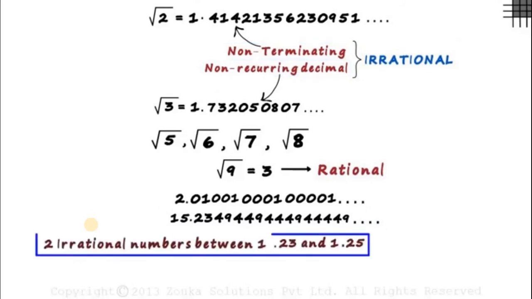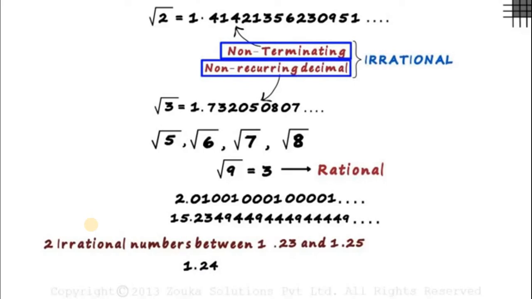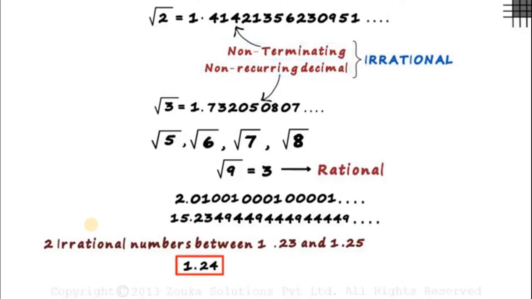So how did this help us? Let's say, for example, you are asked to find two irrational numbers between 1.23 and 1.25. Remember, 1.24 is incorrect because it is a terminating decimal. We need a non-terminating and non-recurring decimal. But 1.24 is, yes, between these two numbers.